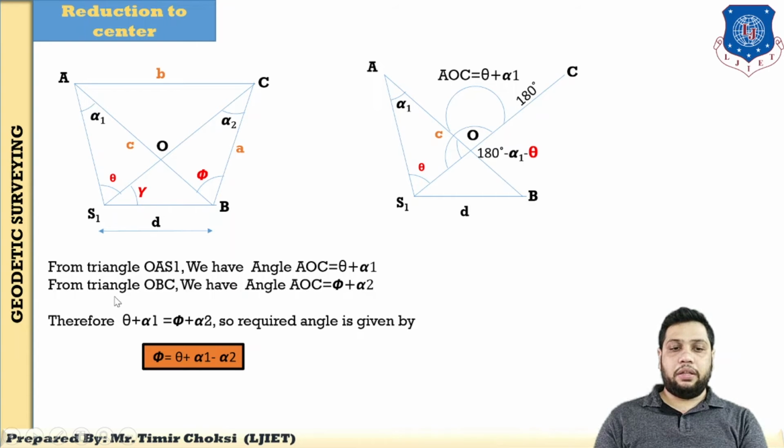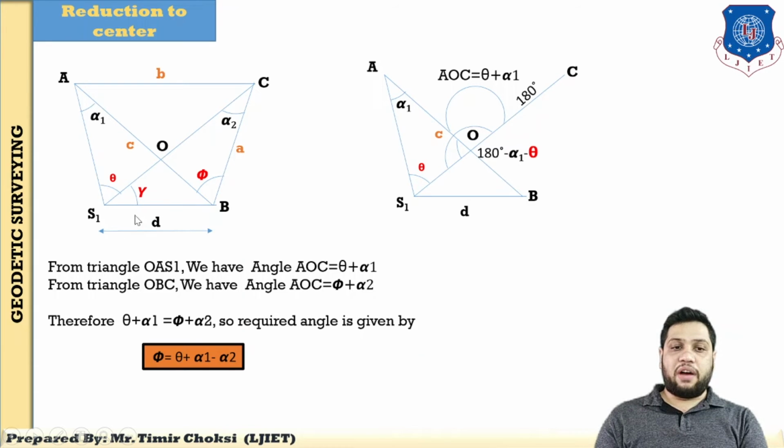Similarly, from the triangle OBC we have angle AOC equal to phi plus alpha 2. Now, similar to this triangle, you get the answer of phi. So theta plus alpha 1 equals phi plus alpha 2, because both are the angle AOC. So phi is theta plus alpha 1 minus alpha 2.